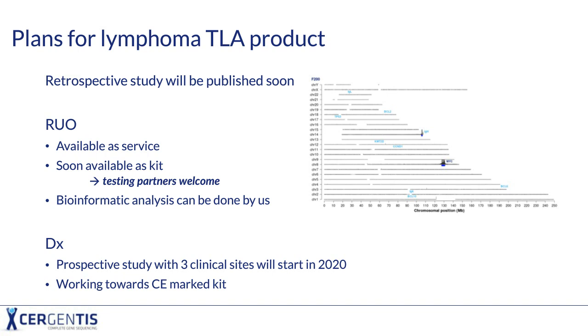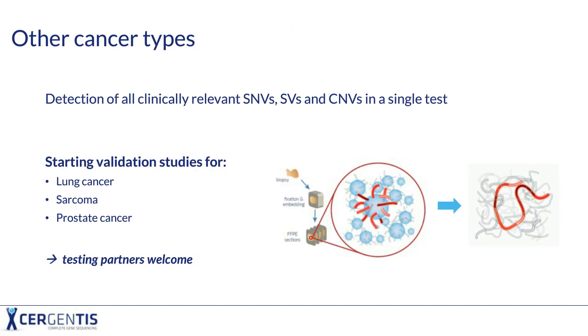We will also validate our TLA technology for other cancer types for the detection of translocations to enable a single NGS-based diagnostic test that can detect all types of mutations: small mutations, structural variants such as translocations, and also copy number variations, as Bauke just has explained. And we're currently starting studies on lung cancer, sarcoma, prostate cancer, and a few others with different clinical partners. And for some, it's still possible to participate. Please reach out to me if you would like to join.